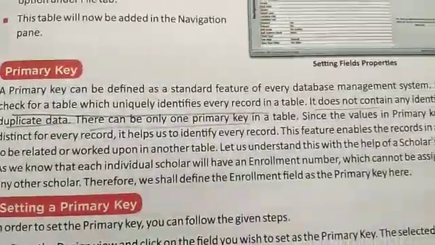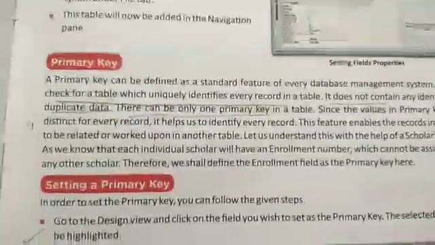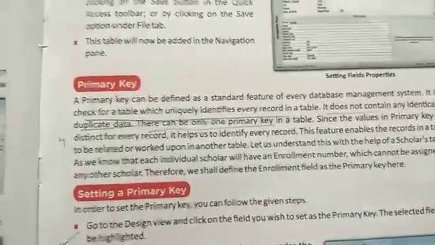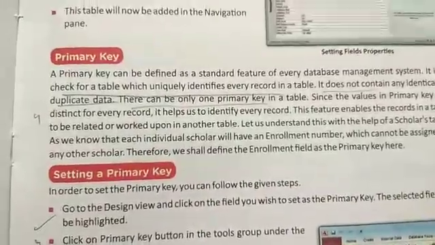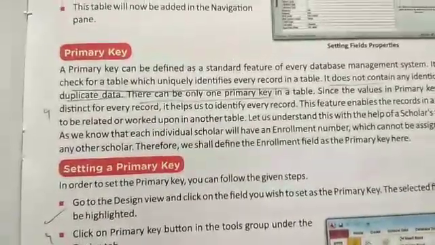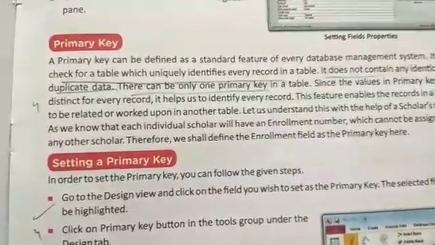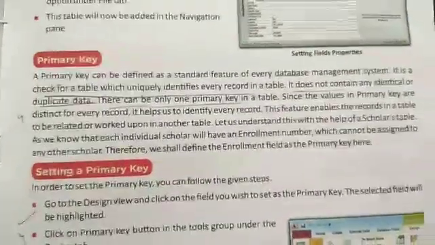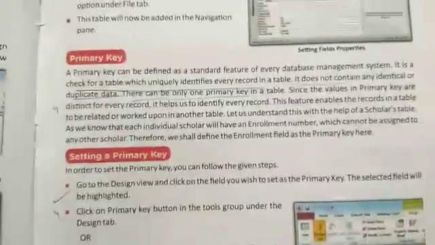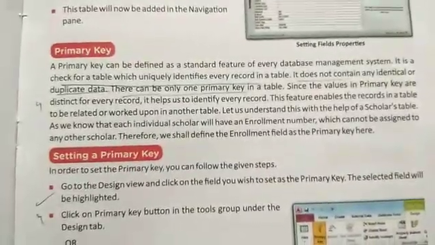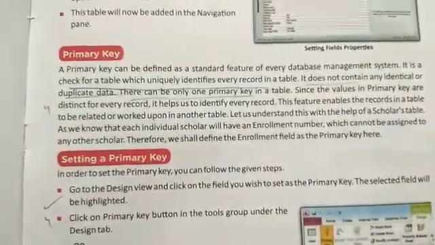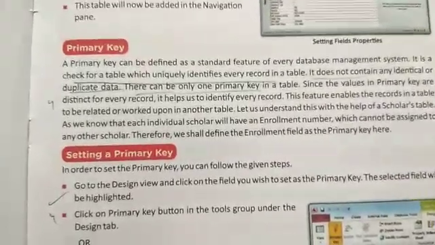There can be only one primary key in a table. Since the values in the primary key are distinct for every record, it helps us to identify every record. As I have told you, the primary key helps us to identify the record because it contains different values for different entries. The feature enables a record in a table to be related or worked upon in another table. Sometimes we have to fetch a value from one table to another table, then this key is very beneficial.